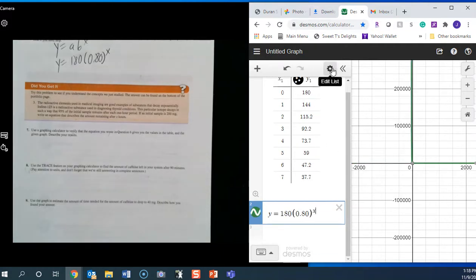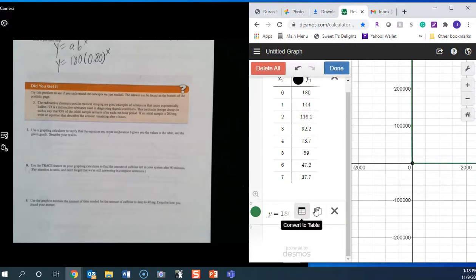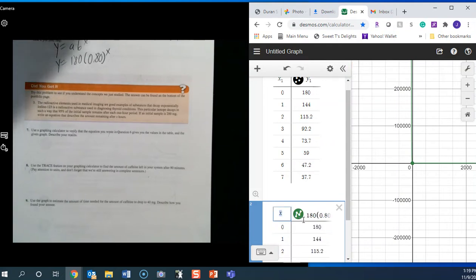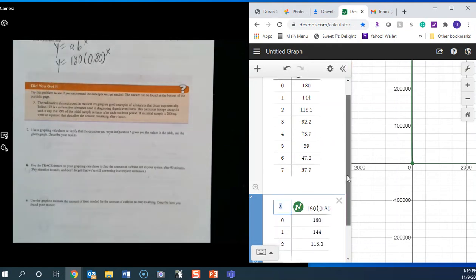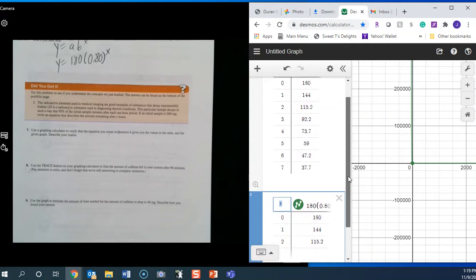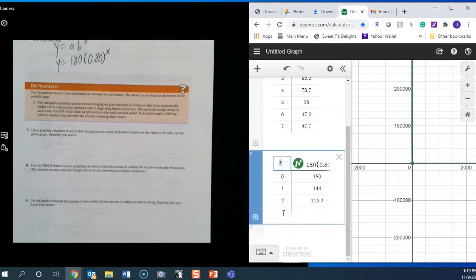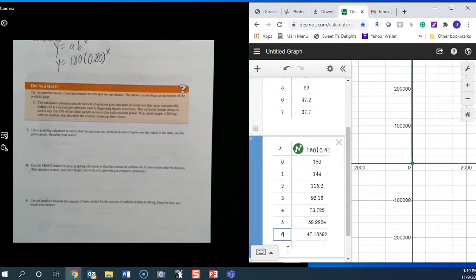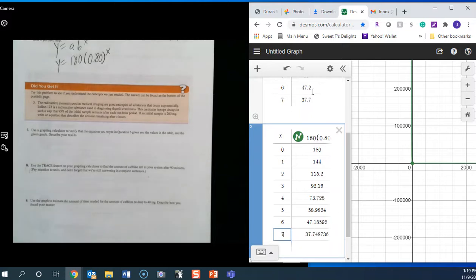Okay, then we go here to this wheel and we go to the table. Now I want to take out the -2 and the -1. If you take that out, basically the same exact thing. You have 0, 180, 1, 140, 115.2. We have to do 3, and it gives us the 92. We round it to 1 decimal place. Then 4 will give you the same thing, rounded to 1 decimal place. 5, 6, and even 7. All rounded to 1 decimal place, it will give you the same values.